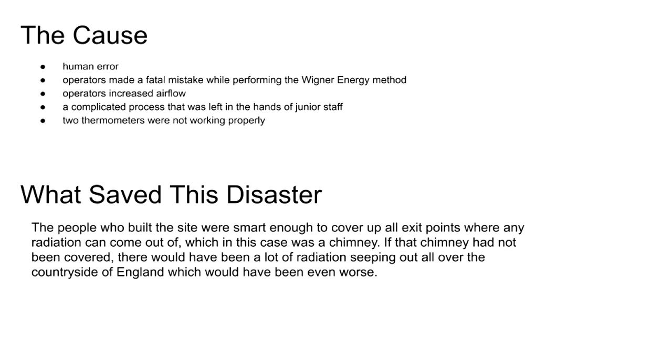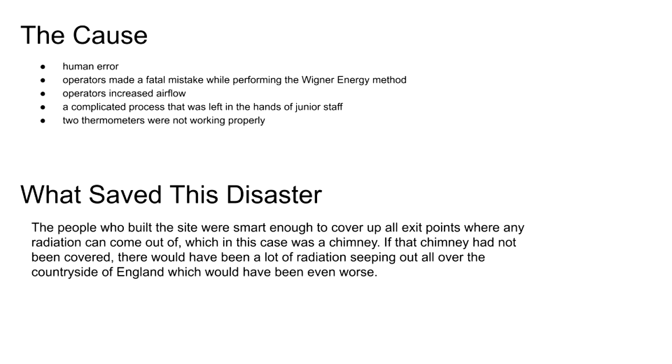The operators made a fatal mistake when performing the Wigner energy method. This process, discovered by Hungarian physicist Eugene Wigner, was a cycle of controlled heating called an annealing cycle to capture the energy inside the reactor. This controlled heating proved successful and was deemed safe if done correctly. However, the operators that caused the Windscale fire failed to acknowledge that the temperature was dropping as it should. Thus, the second heating should have never occurred.